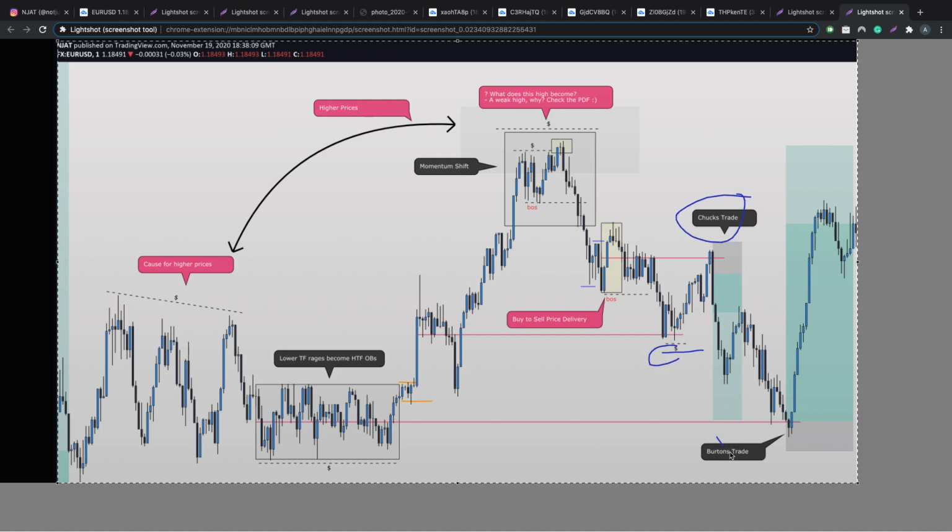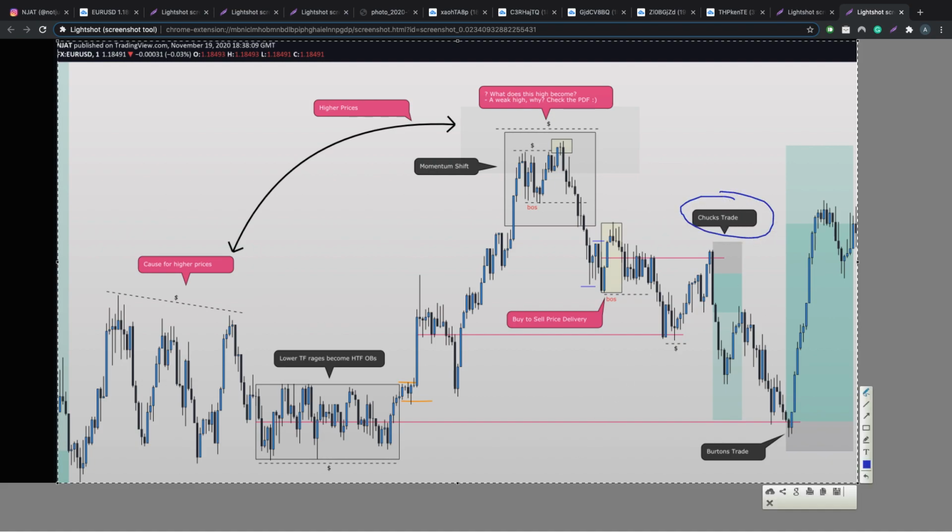Just to quickly note that this was not Burton's trade. I actually made an error here. For some reason I had thought he took it here, but he actually had taken it back here. But regardless, very similar entries. So this was my trade here. So I just wanted to highlight the full picture.